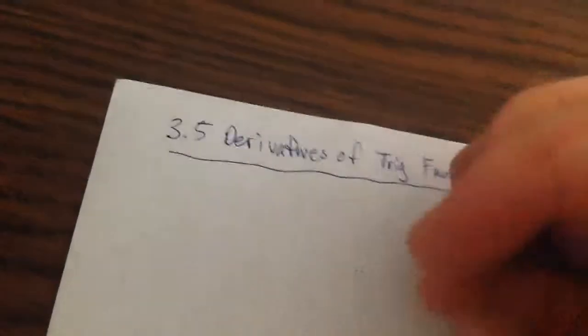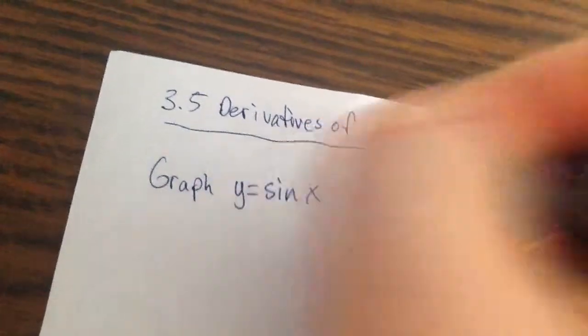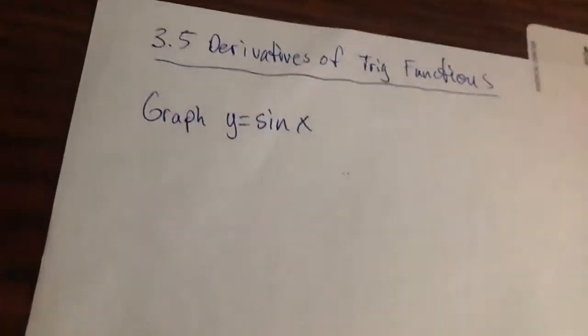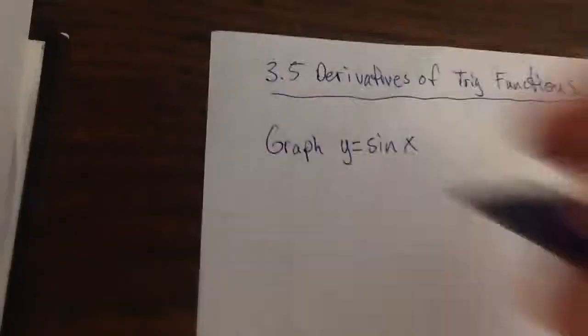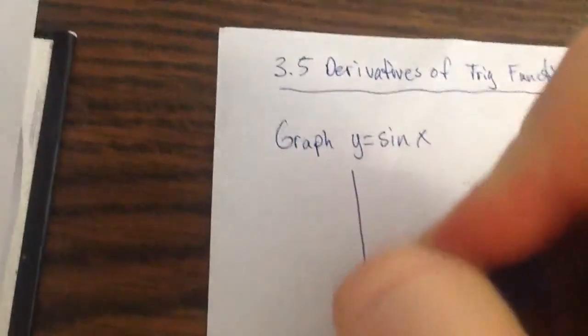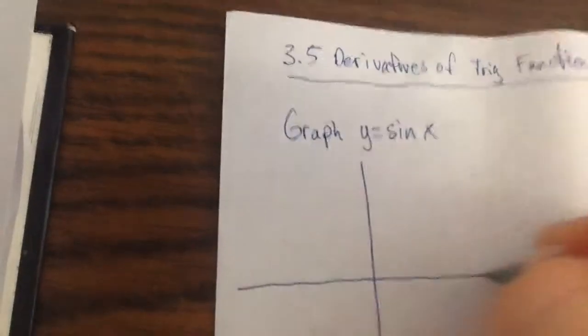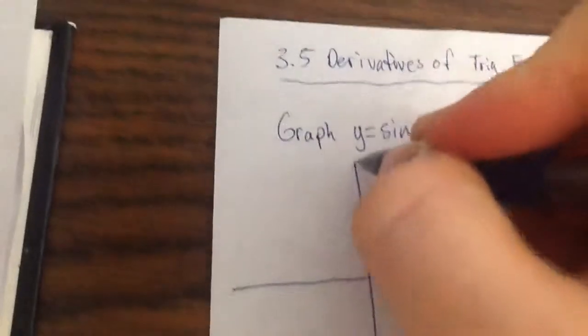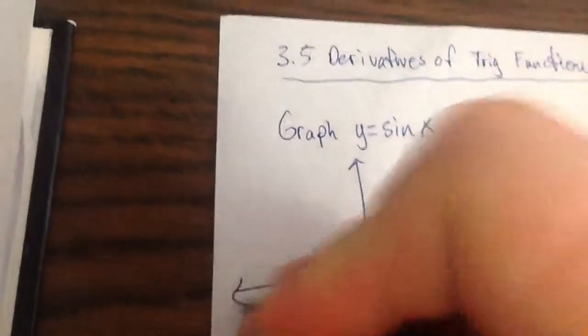So to start, we're just going to do a little review, and we're going to graph the sine of x without a graphing calculator. Or I shouldn't say we, I am going to do that, just to remind you how it works. So there we go. And if you remember anything about this, the period is 2 pi. It repeats every 2 pi.